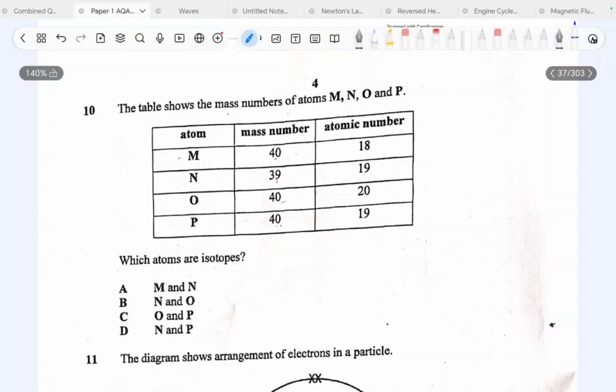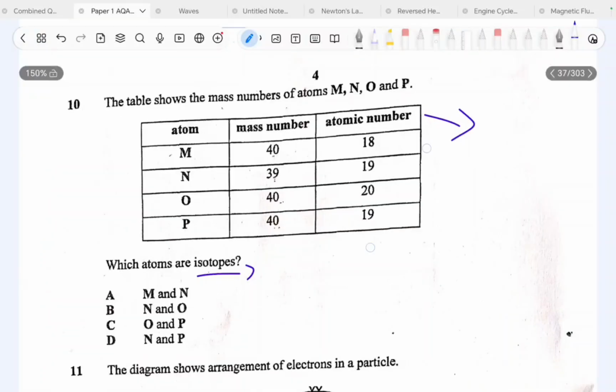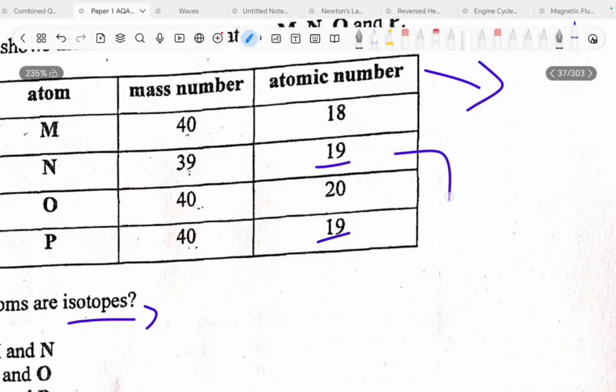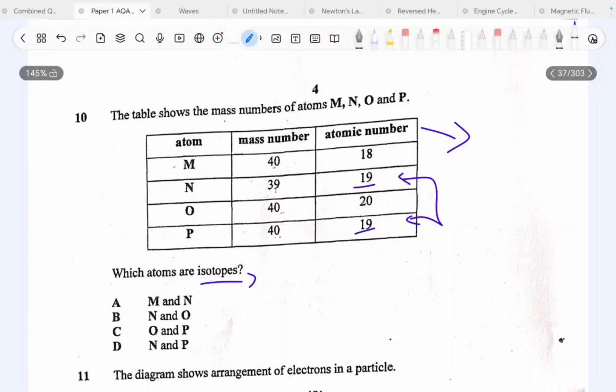Question 10. The table shows the mass number of M, N, O, P. Which two are isotopes? Isotopes have different mass numbers but the same atomic number, because they're still the same element. An element is distinctive by having the same number of protons, protons being the atomic number. So which ones have the same number of protons? We have 19 and 19. So this pair must be isotopes. That means N and P.